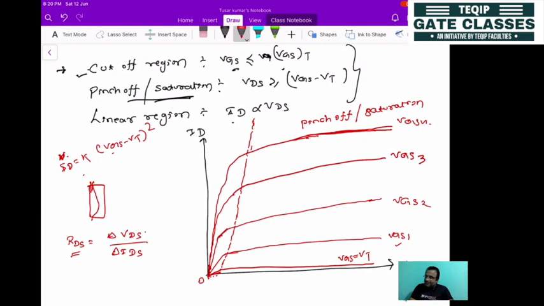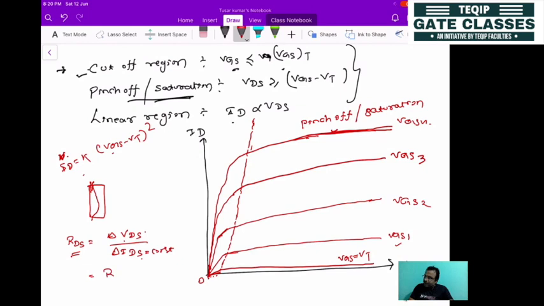RDS equals the change in VDS divided by the change in IDS. So what is this VDS? That is the drain-to-source voltage. This is the drain-to-source current. Now in this pinch-off region, the voltage is increasing, but the current is almost constant. So current is constant, but VDS is increasing. VDS is increasing means what has happened? The resistance is increasing.